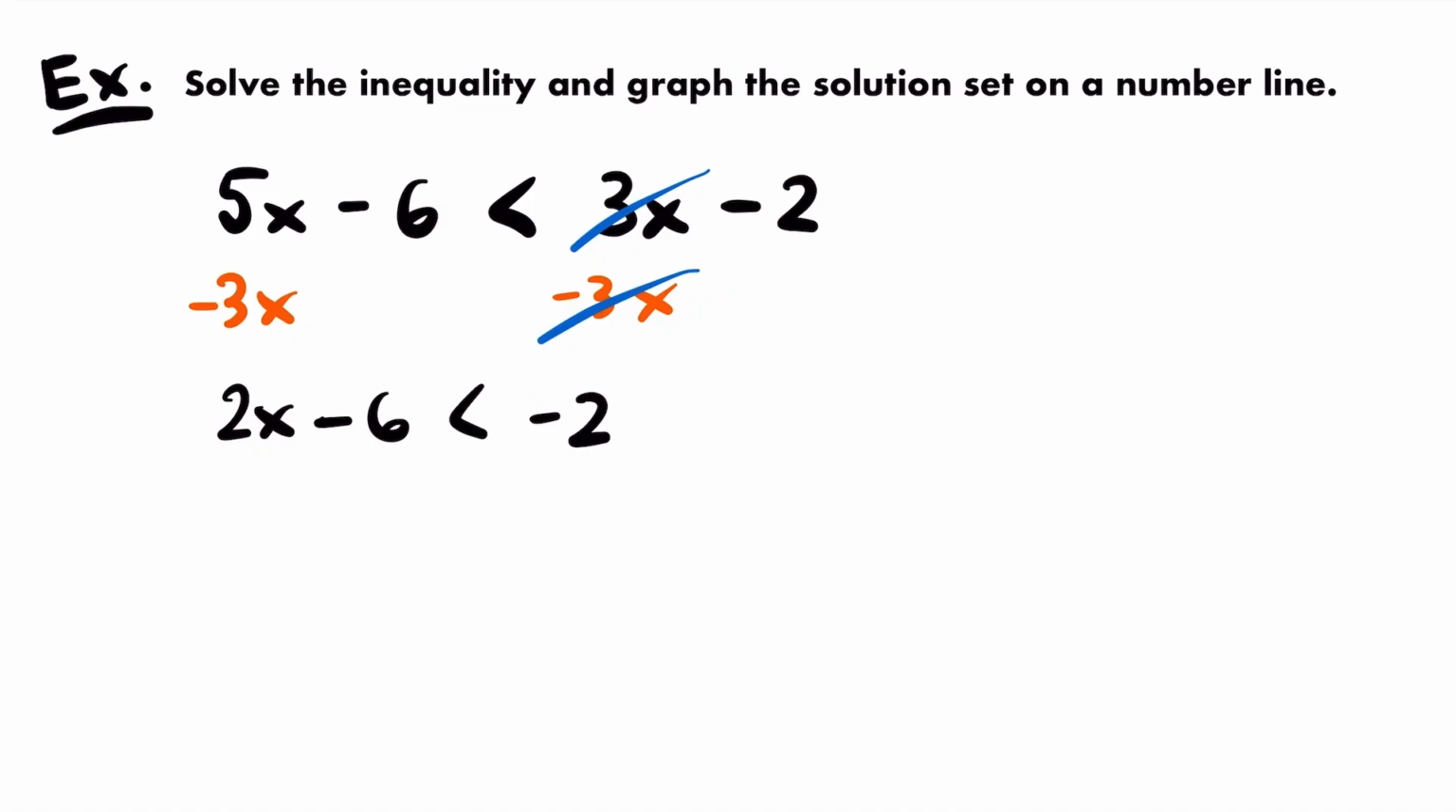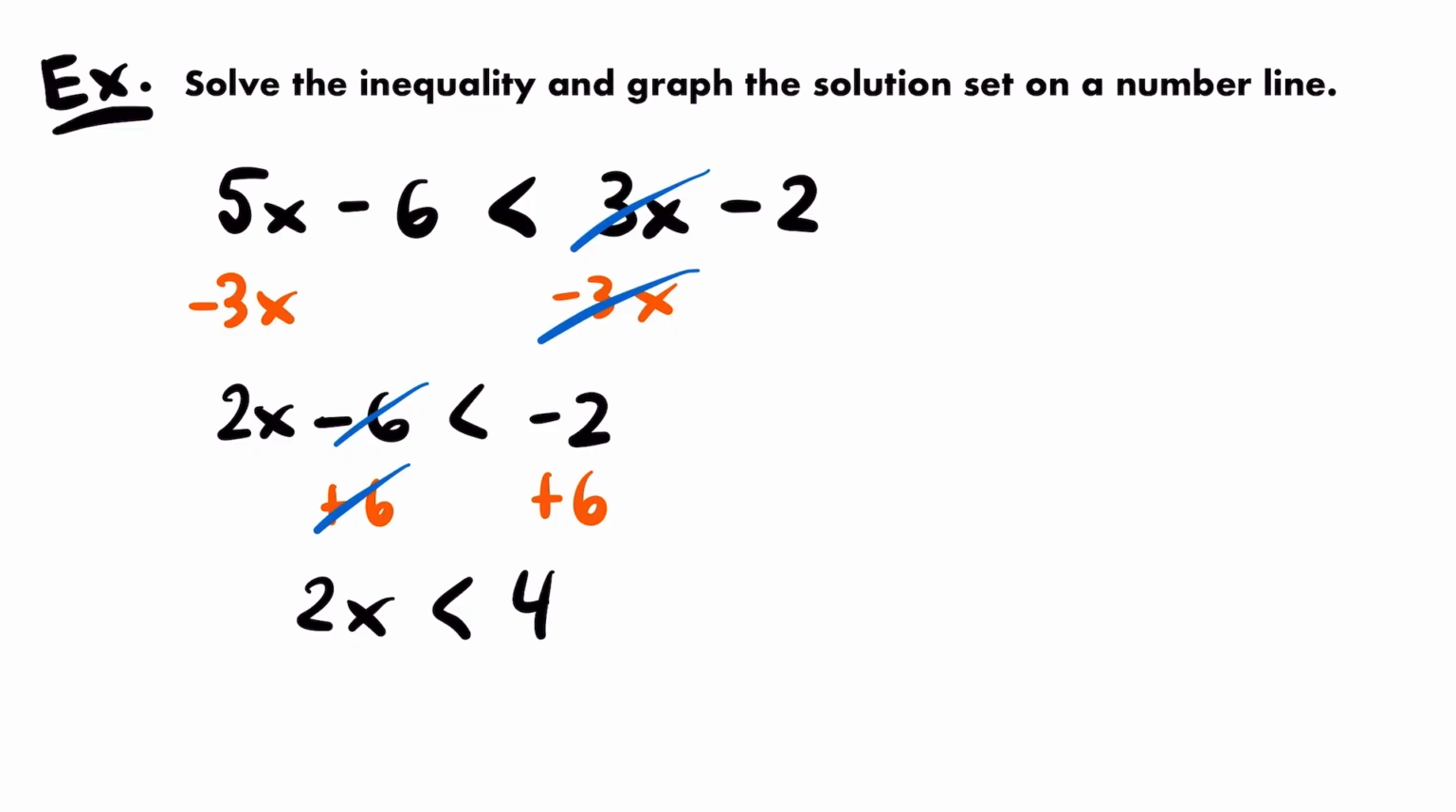Continuing on, in order to solve for x, we have to get this variable term by itself on one side of the inequality. So we need to get rid of this constant term of negative 6, which we could do by adding the opposite of that to both sides of the inequality. That means we want to add 6 to both sides. Negative 6 and positive 6 added together are 0. So you're just left with 2x is less than negative 2 plus 6, which is positive 4.